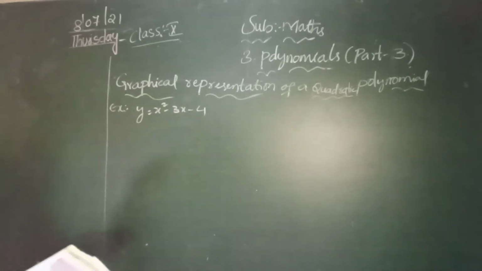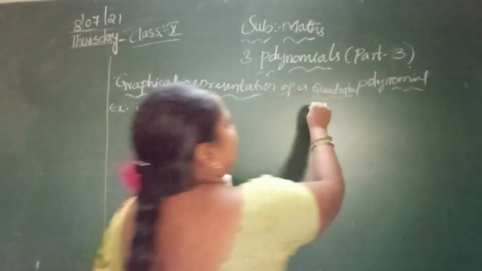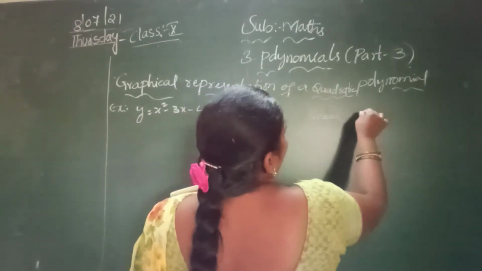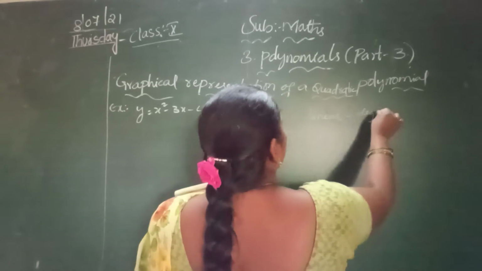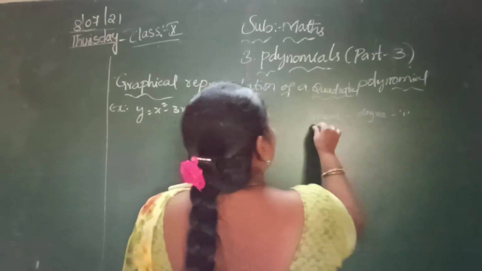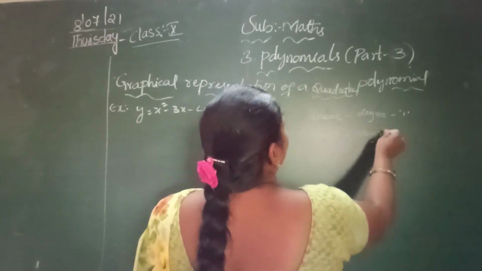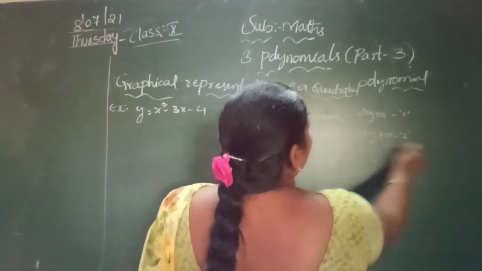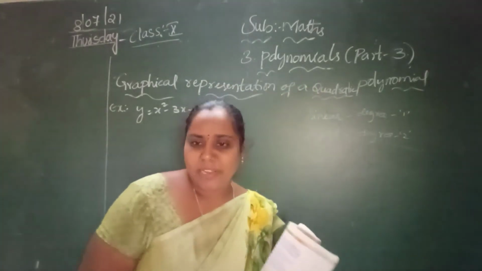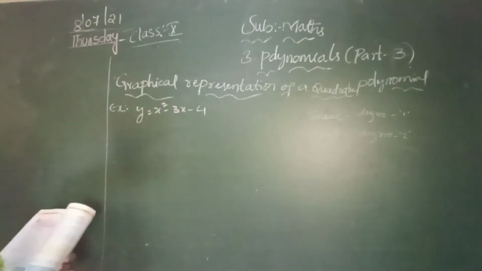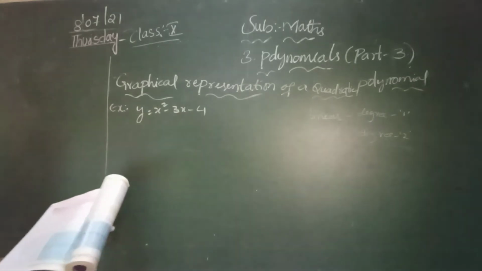So, quadratic and linear: what I told, linear is nothing but first degree equation. Linear is nothing but degree 1. A linear equation will have degree 1. A quadratic equation will have degree 2. So, a second degree equation we call a quadratic. So, here we are representing the graphical representation of a quadratic polynomial.